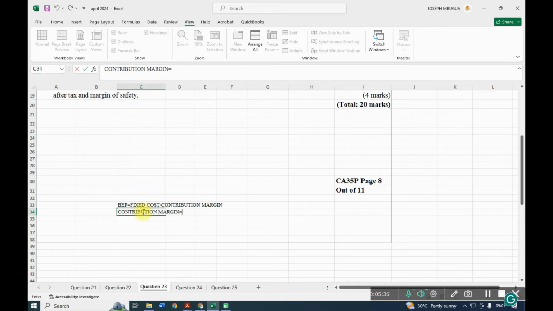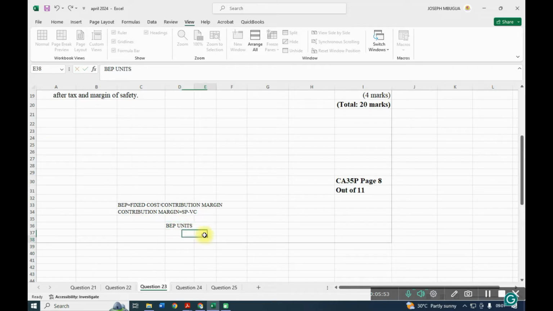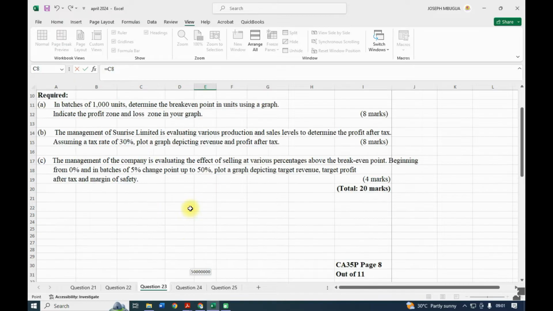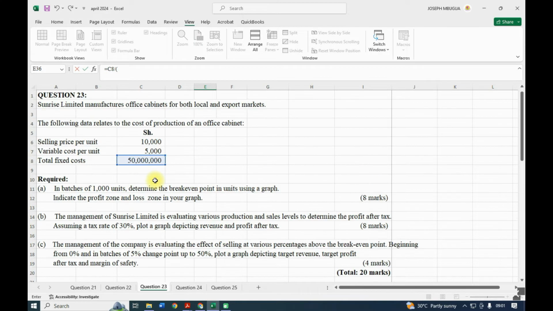So contribution margin is normally the selling price minus the variable cost. Therefore, in short, in our case, the break-even point in units will be equal to our fixed cost. Remember our total fixed cost, we had it here, which was 50,000. We divide by, I will open the bracket, selling price minus variable cost.